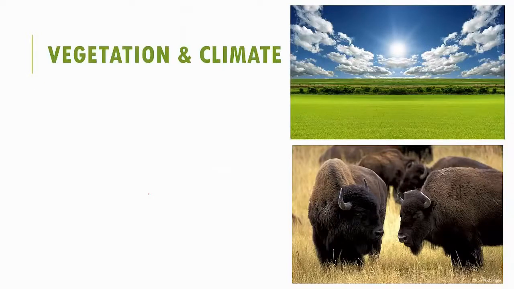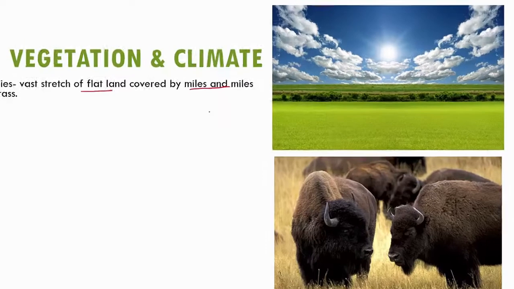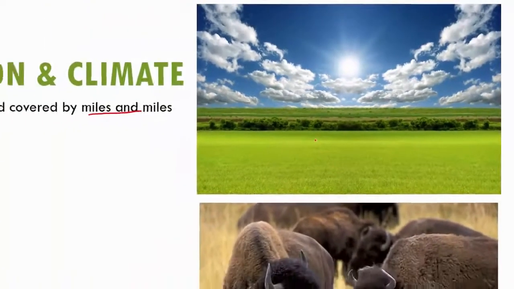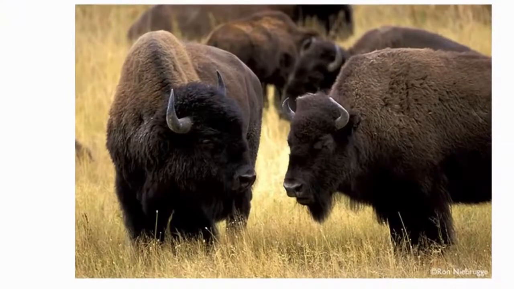If we have to see the vegetation and climate of prairies, a prairie is a vast stretch of flat land that is covered with miles and miles of grass. You can see this picture right here. You can see to no end, just grass everywhere. And this grass is green during summers, and during autumn season it becomes brown, like you can see in this picture.